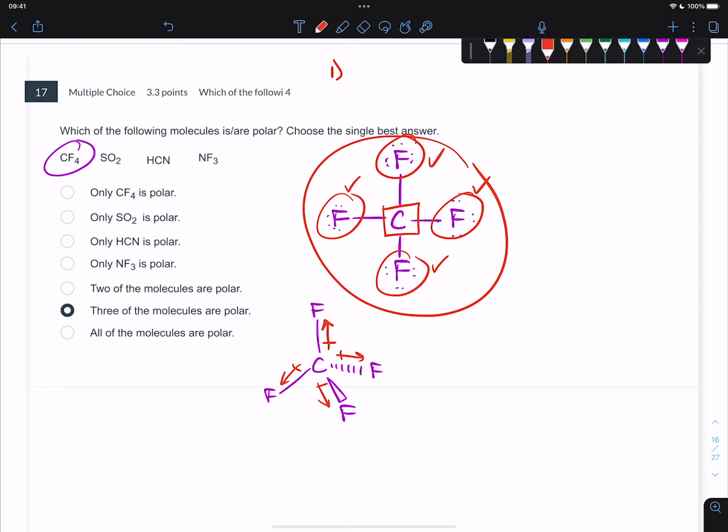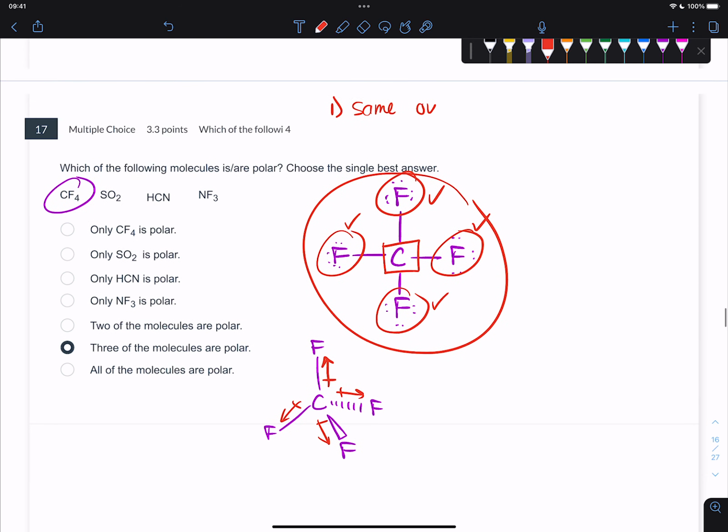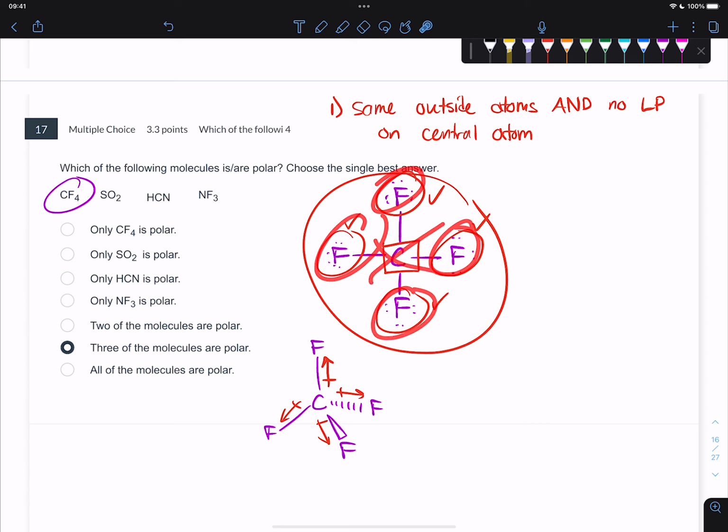So there's a couple of things to think about. I guess I'll put the first clue. Same outside atoms. If it has all the same outside atoms, and this is a general rule, and there's no lone pair on the central atom, then it's going to be nonpolar. That's like the fast and dirty way to think of it. And this definitely applies here. It's all the same atoms on the outside, no lone pair on the inside. This is going to be nonpolar.